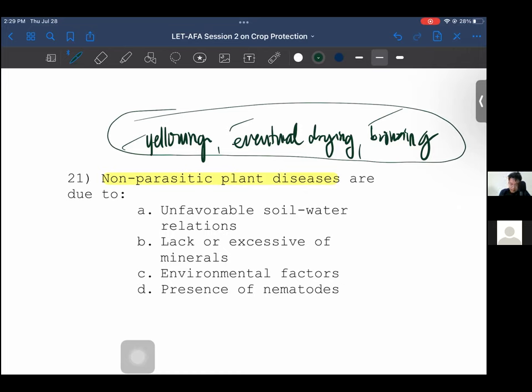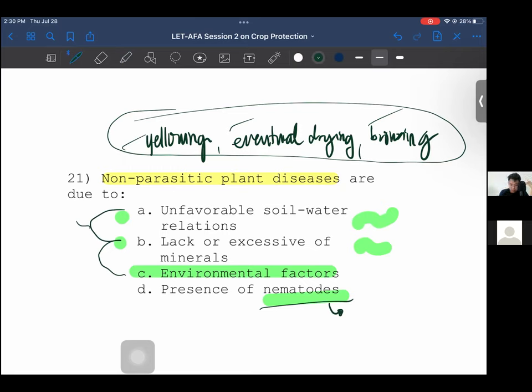So we need to choose the best answer, di ba? Ang letter A, yes, that could be a factor. Pero, that is specific lang sa iilan. Same through with letter B, lack or excessive amounts of minerals. Nematodes is X na, kasi unang-una sa lahat, these nematodes are parasitic. Parasitic yan, so biological siya. Unlike dito sa tatlo na all are environmental factors.